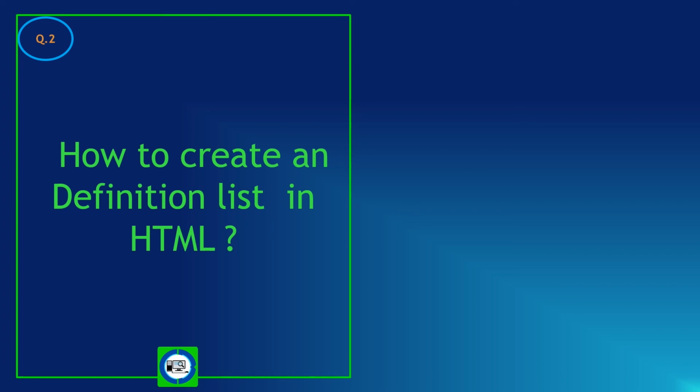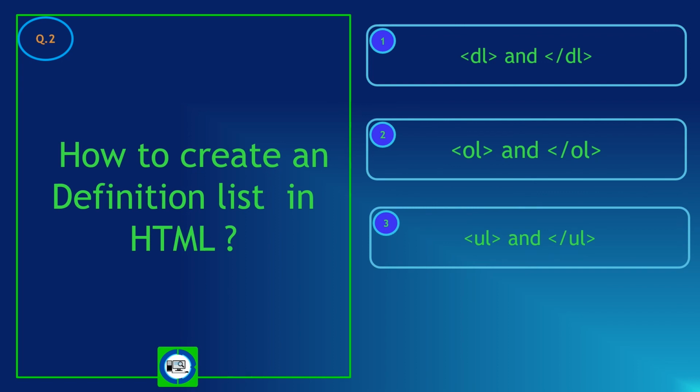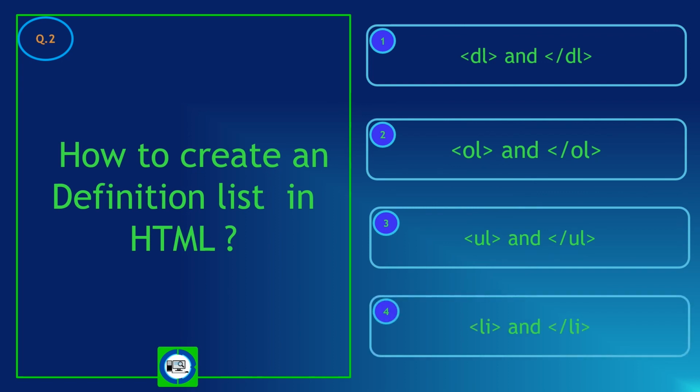Question number 2. How to create a definition list in HTML? Options are DL, OL, UL and LI. Write your answer in the comment section.